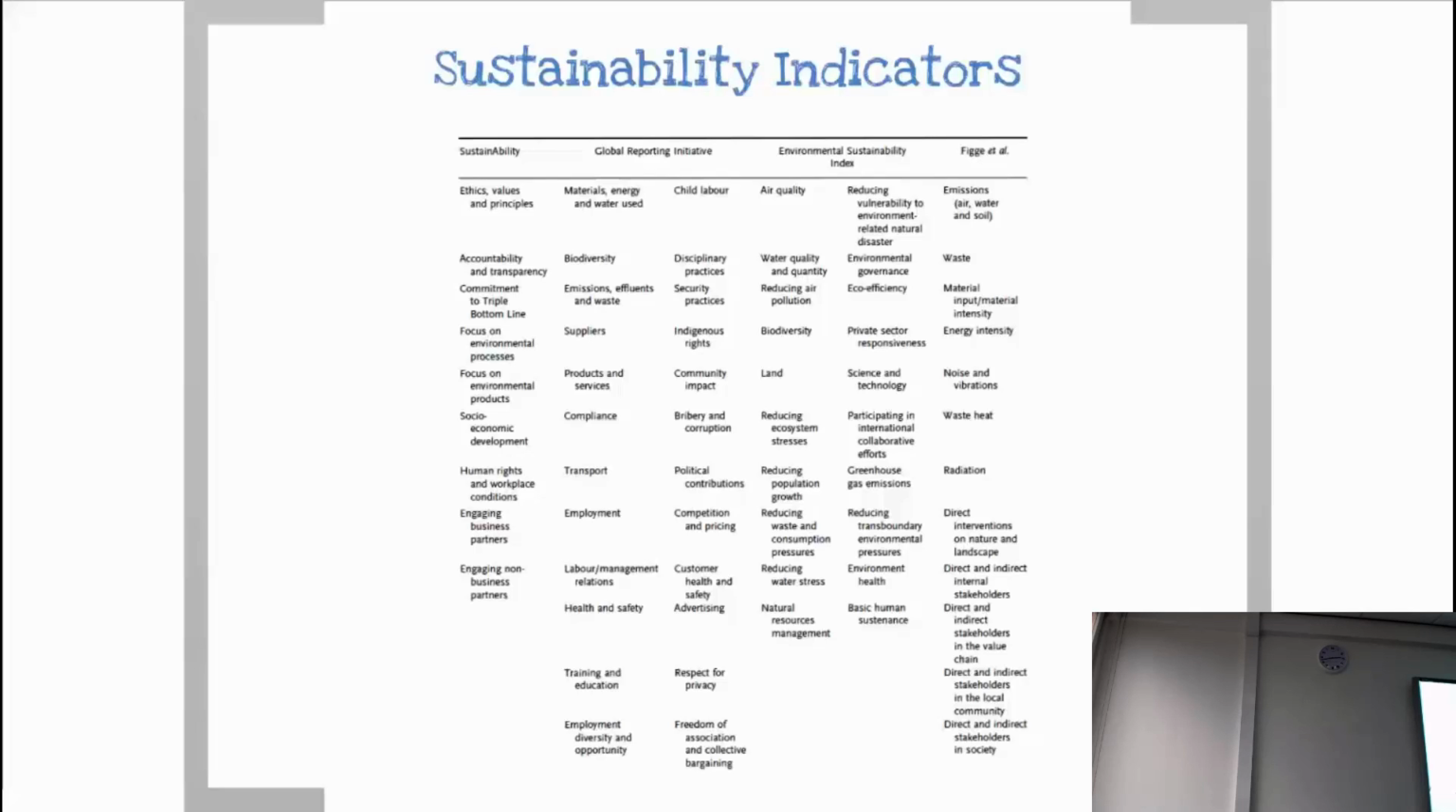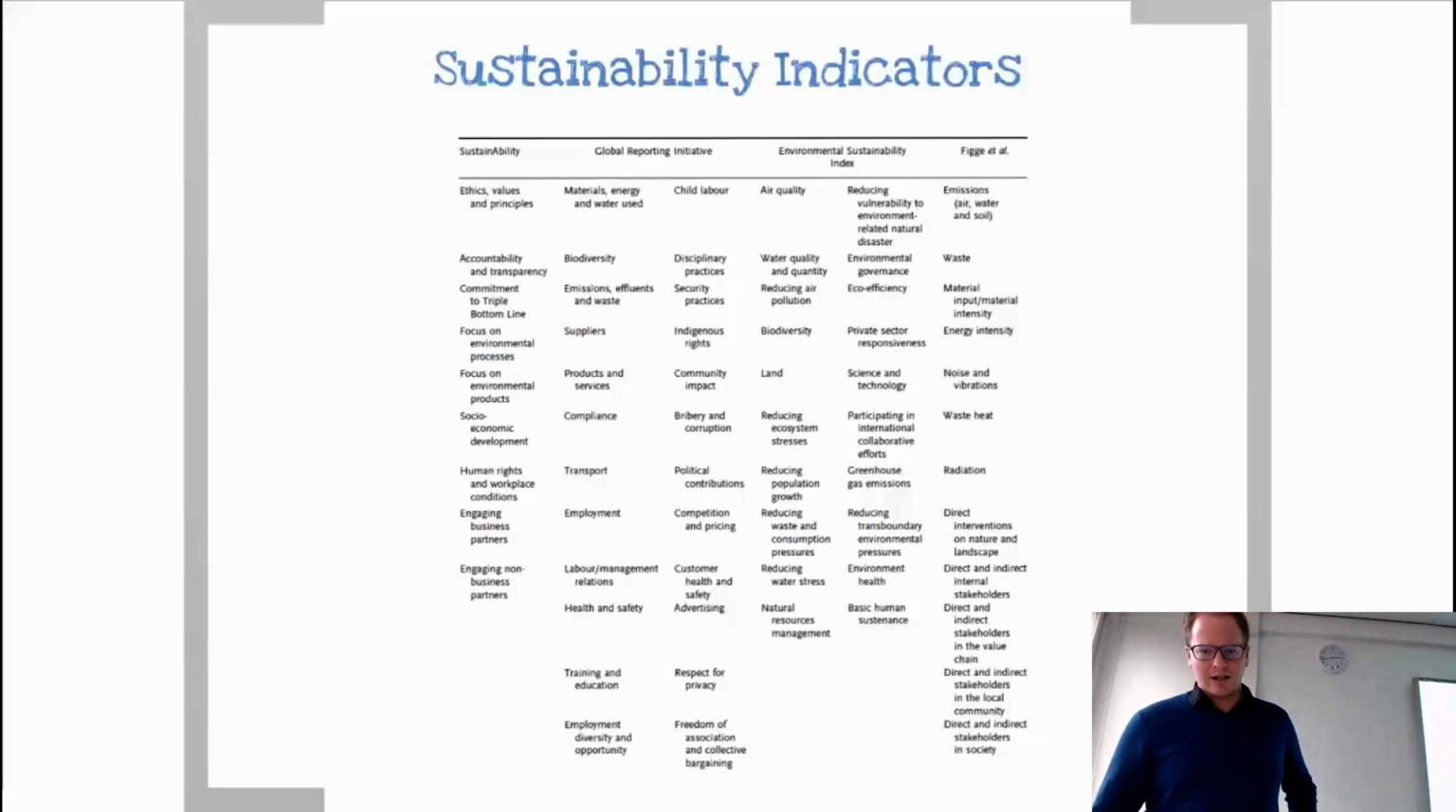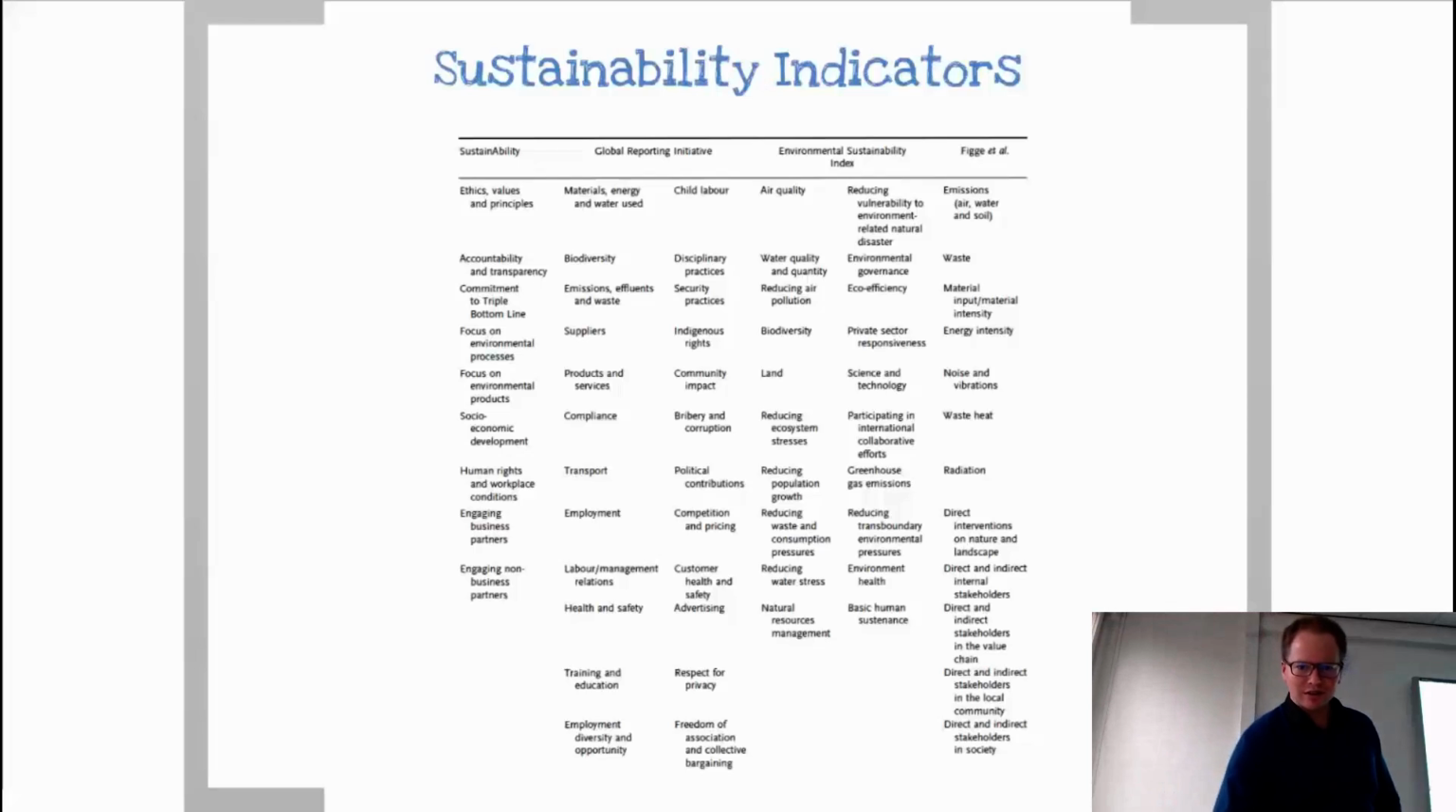So radiation, direct, and then interventions on nature and landscape, direct, indirect, internal stakeholders. So they recognize here, maybe we have to ask people about it, perception as well. Then direct and indirect stakeholders in the value chain. And then they have even broken it down to community and society. So that was a little bit more action-oriented. This is why Figure made it into this table.